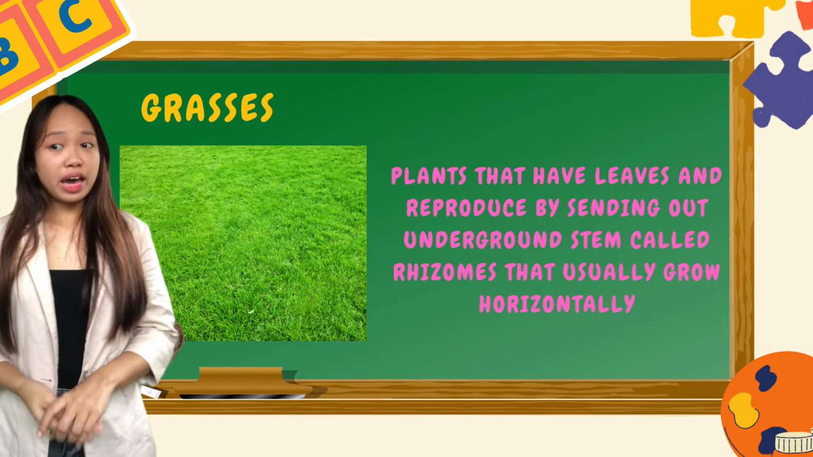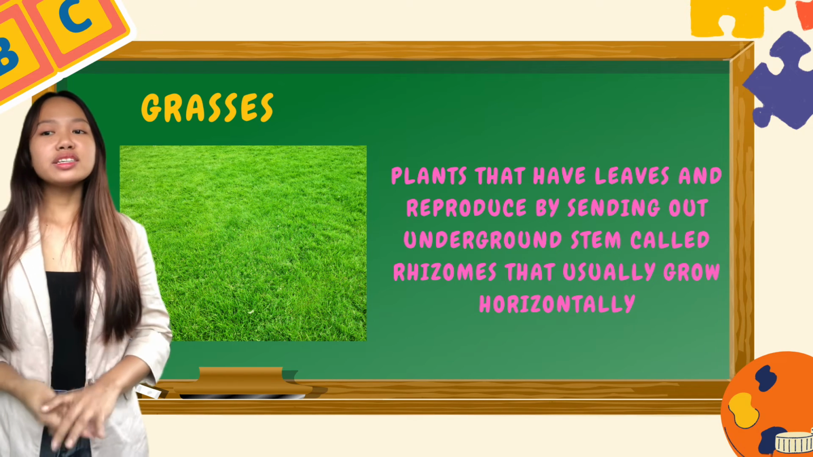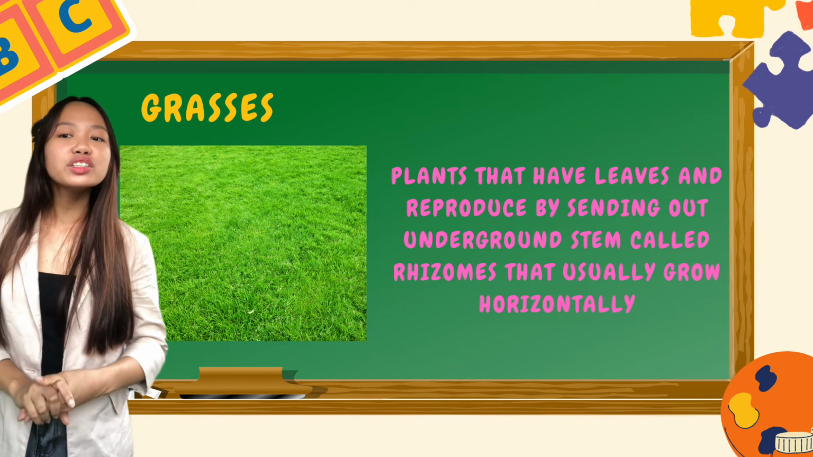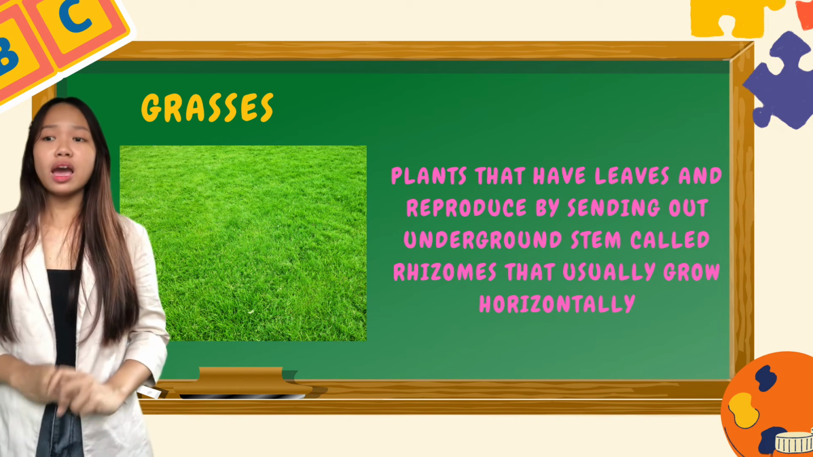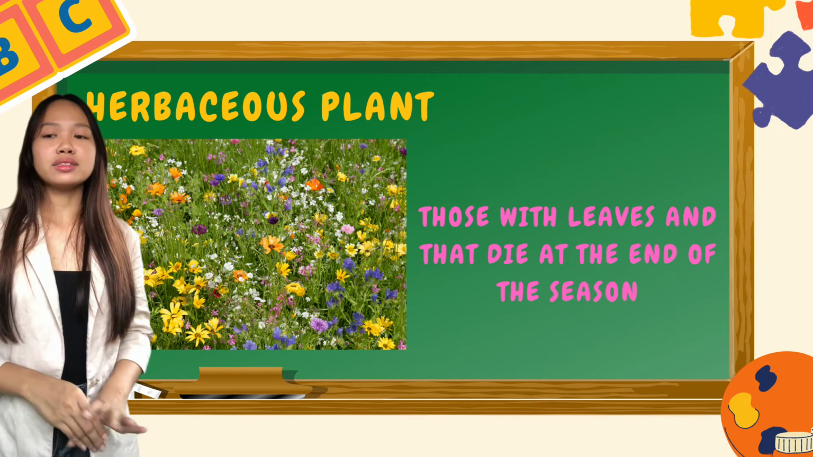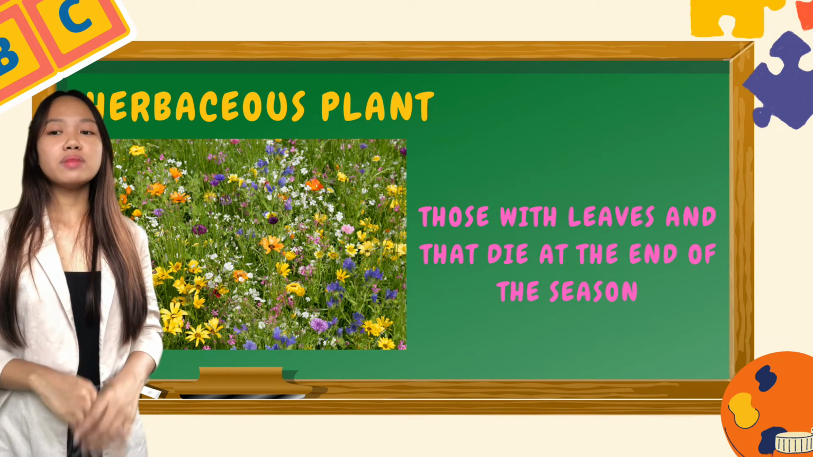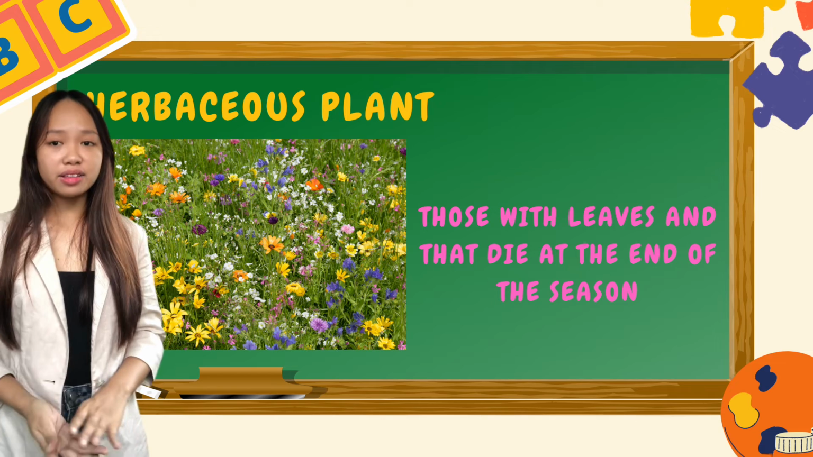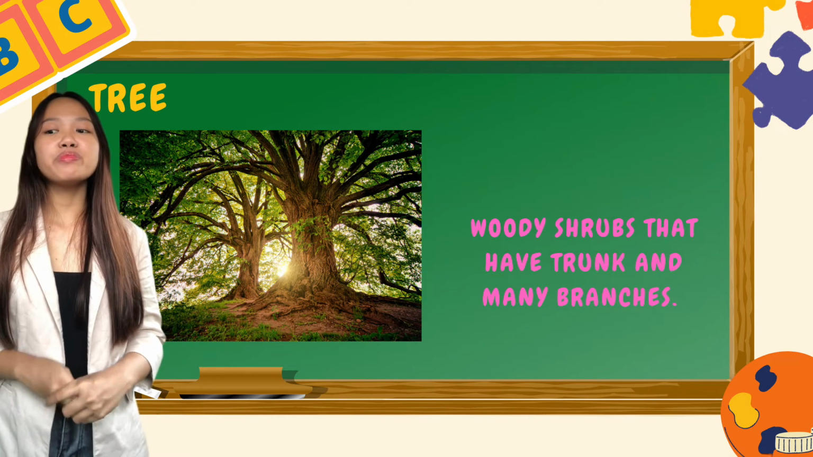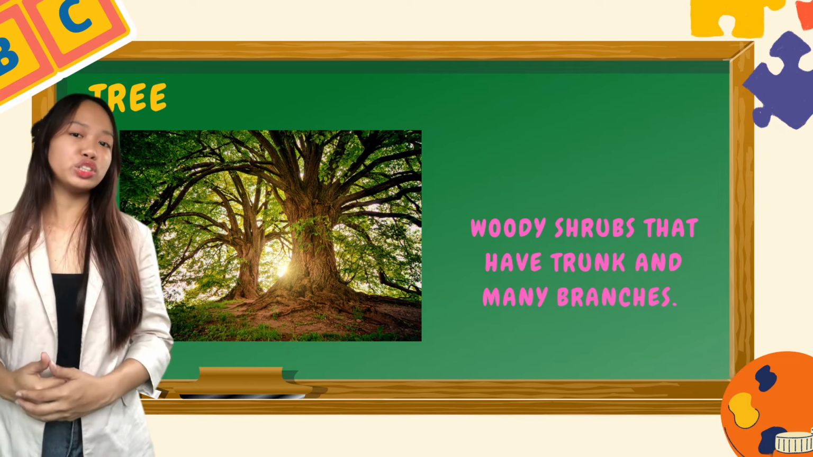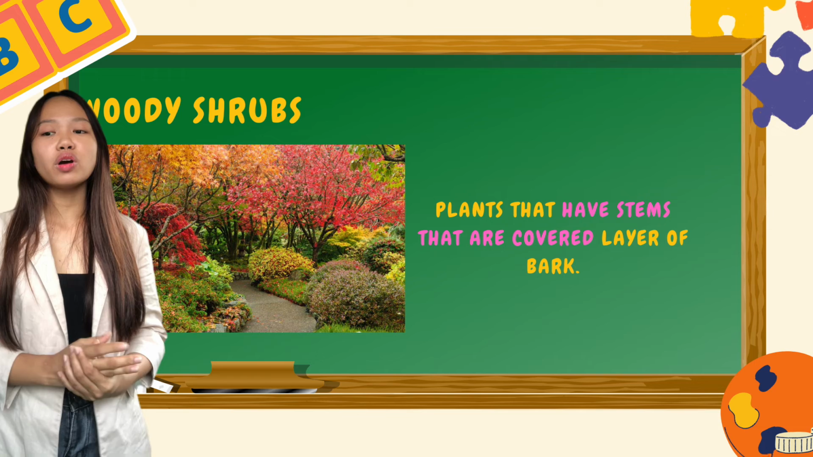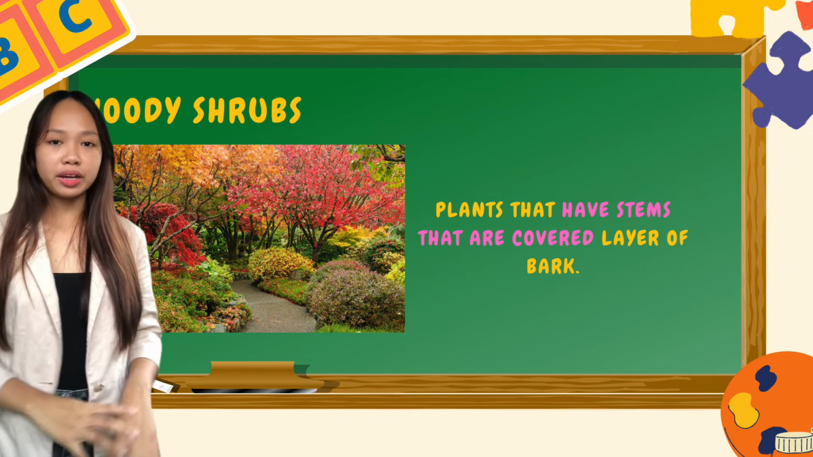Plants can be classified into grasses: plants that have slender leaves and reproduce by sending out underground stems called rhizomes, and usually grow horizontally. We also have herbaceous plants, those with leaves and stems that die at the end of the season. We also have trees, woody plants that have many thick branches. And woody shrubs, plants that have stems covered by a layer of bark.